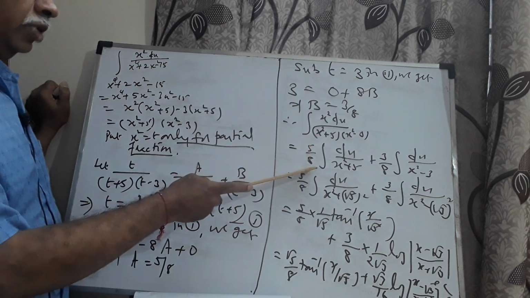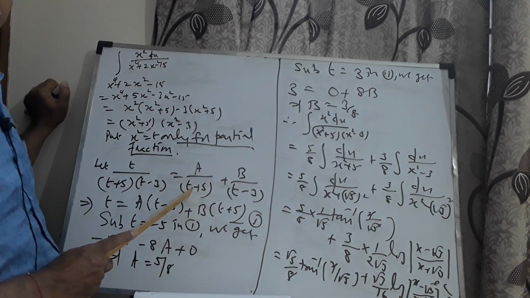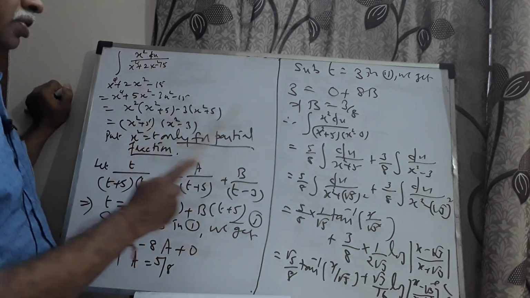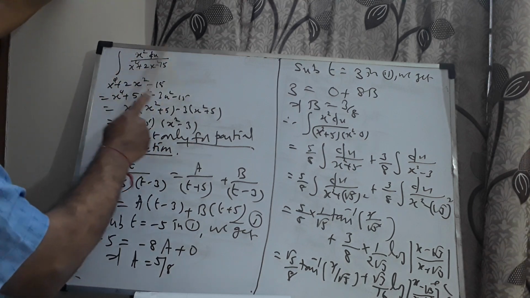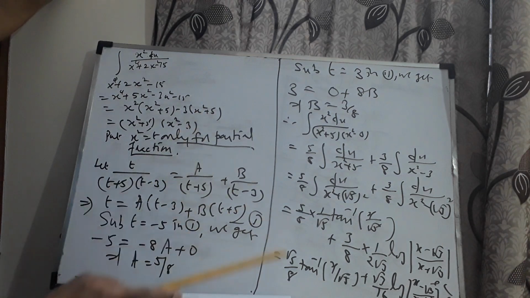Now the integral becomes 5 by 8 times integral dx by, this is now in terms of x, and then integrate. That's the real meaning of put x square equal to t only for partial fraction. Everywhere you have x square involved, the application is put x square equal to t only for partial fractions.